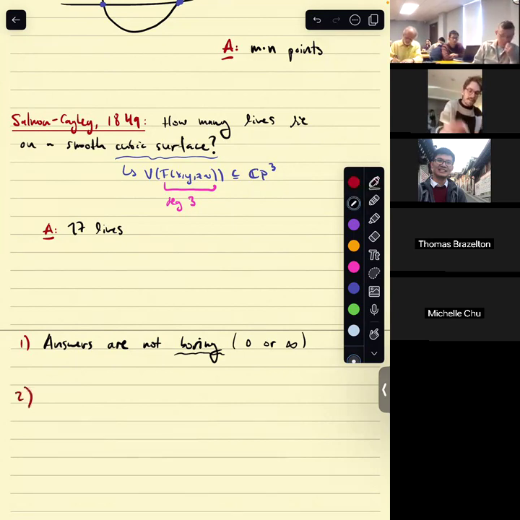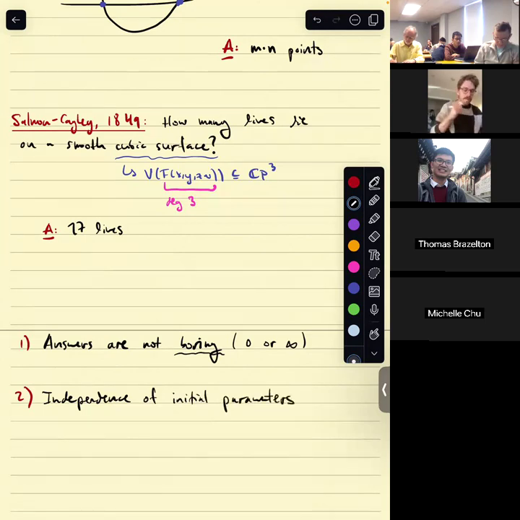But the second thing, and this is implicit in all the questions that I've been asking, is there's some independence of initial parameters. So what do I mean by this? I asked this question of how many circles are tangent to 3 on the plane, but I didn't tell you which 3, right? So baked into that question being well-defined is this idea that it doesn't actually matter which circles you picked.